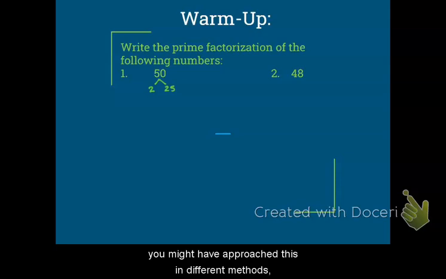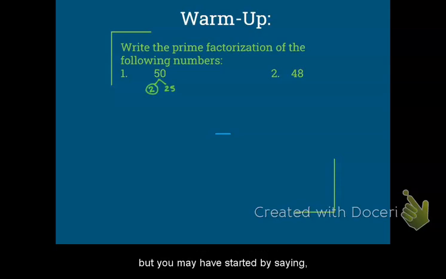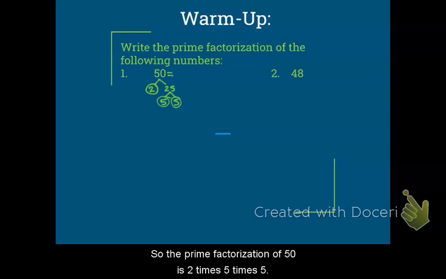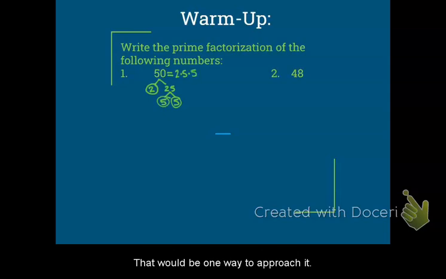All right, now you might have approached this in different methods, but you may have started by saying, okay, I can break down 50 into 2 times 25. 2 is prime, and then I can break 25 down into 5 times 5. So the prime factorization of 50 is 2 times 5 times 5. That would be one way to approach it.